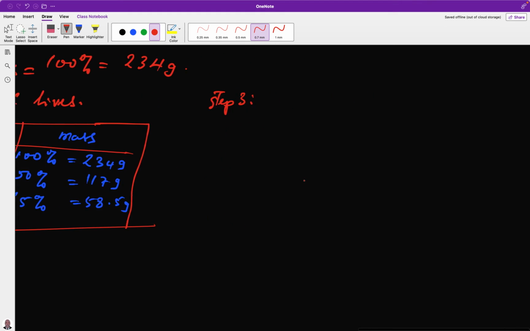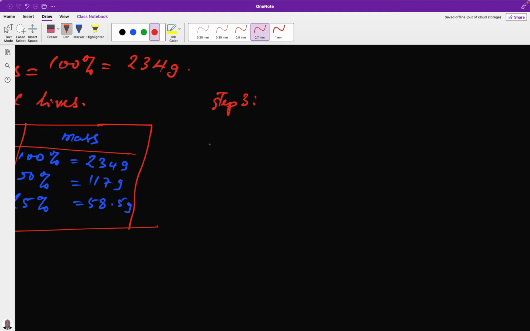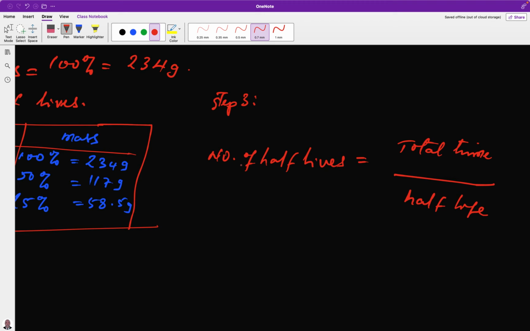Number of half-lives equals to what? Elapsed time, the time that was given. Elapsed time or total time, divided by the half-life. Okay.